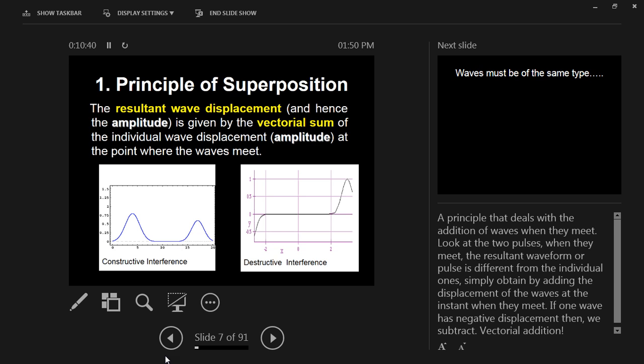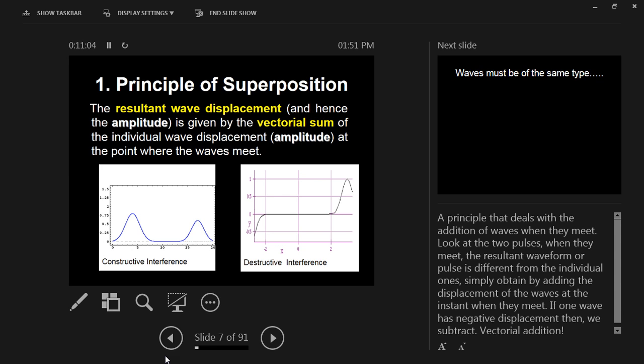Okay, so if you look at the first diagram here, constructive interference, can you see that the two waves are having a positive displacement? So it's all in the positive region. So what do you do? You take the sum. Since they're in the same direction, you just add. So if one of them has a displacement of say 0.75, the other one is 1, the total displacement is 1.75. So that is the vectorial sum.